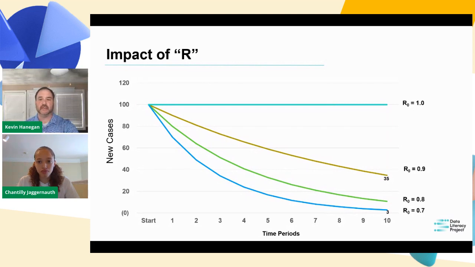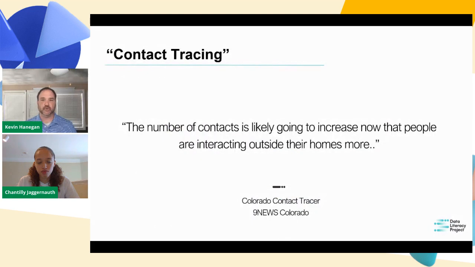To put it into perspective, here's how a contact tracer in the state of Colorado actually put it. The number of contacts is likely to increase now that people are interacting outside their homes more, because we're going more to a reopening phase. We're not expecting to get 0 cases and stomp out the virus. We do expect it to be at this low level, and that's where we're wanting to keep it. So to come back to your answer, Simran, your question, we are using the R number to monitor the impact of what contact tracing is doing on the spread of the transmission.